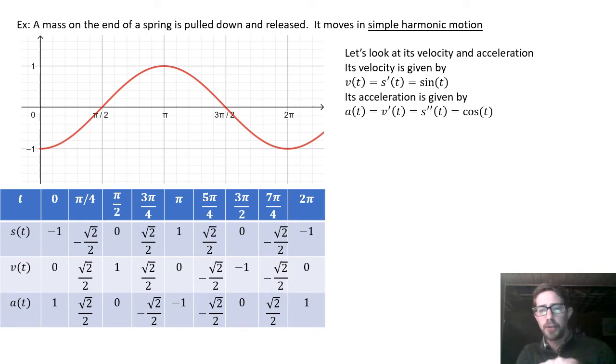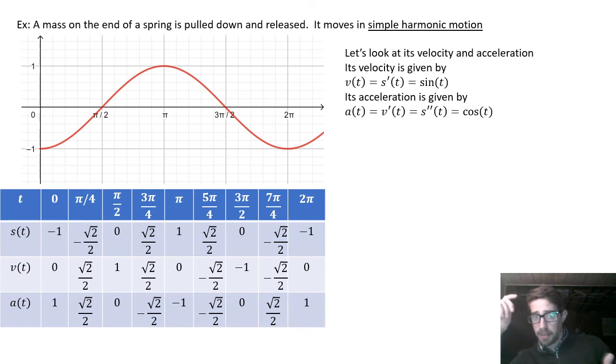Okay, so just start at the first row. s of t, that's the displacement, starts at the bottom at -1, goes up, square root of 2 over 2 is about 0.7. Goes up to 0, goes up to 1, and then comes back down again. So that's just wave-like behavior. If you look at the velocity, that second row there, v of t, the velocity right at the beginning is 0 because it's essentially at the end of its motion.